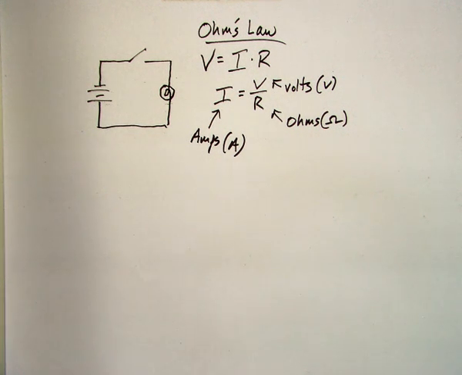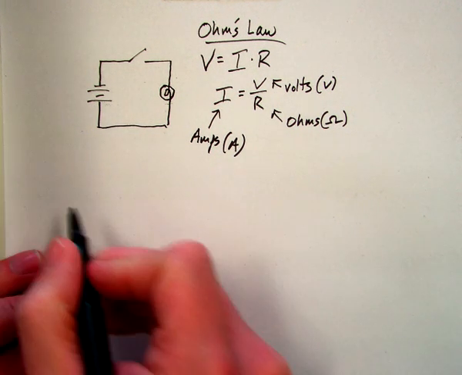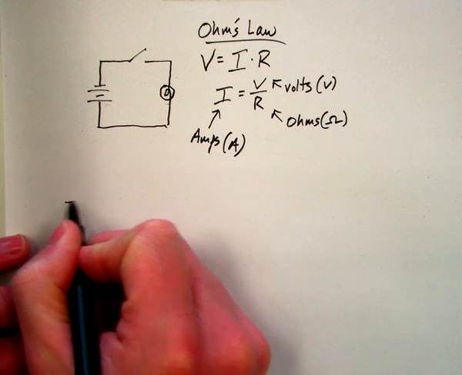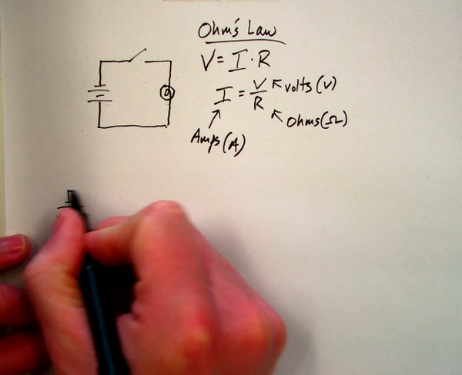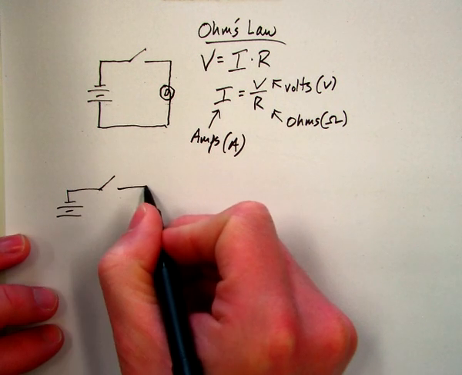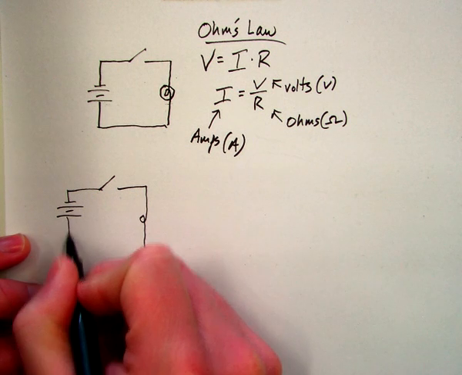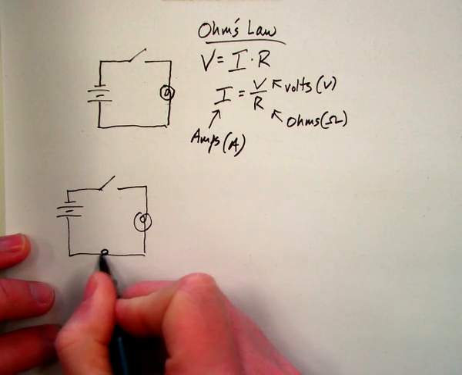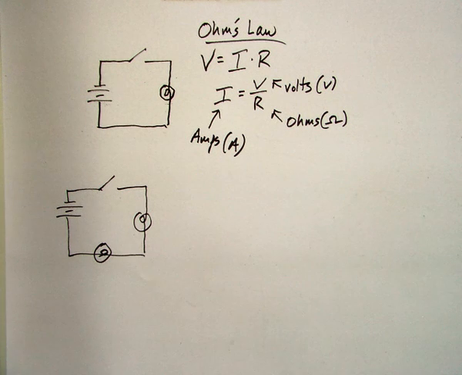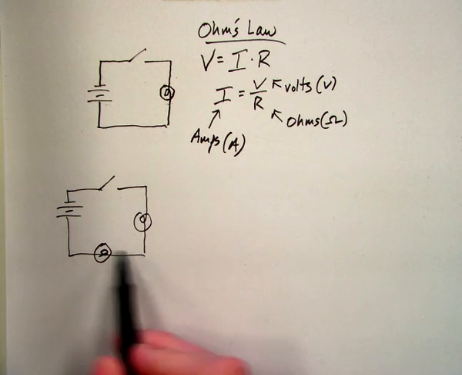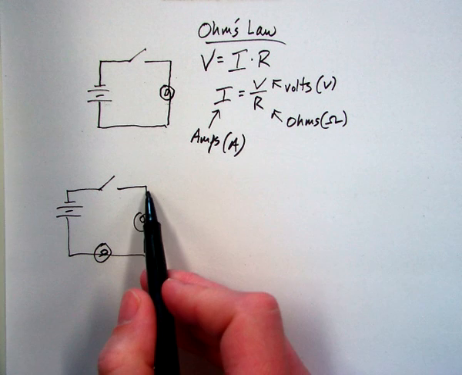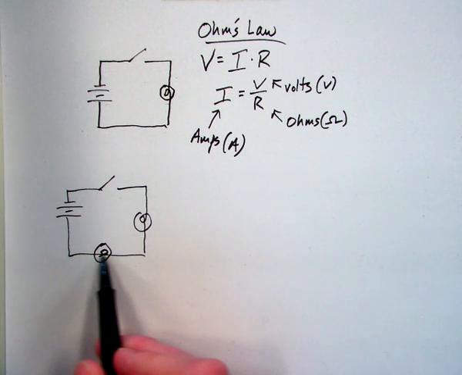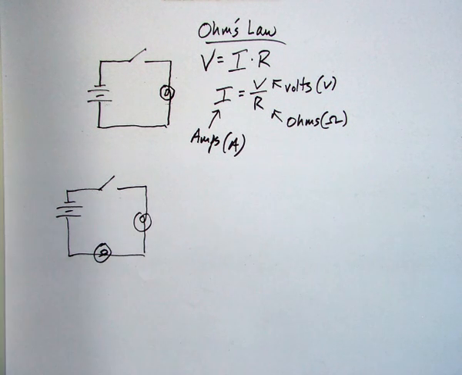Alright, there are other ways we can connect up things in a circuit. I can take that same battery, that same switch, and I'll put another light bulb right here. Now I have 2 lamps, and they share the same path. Every bit of current that passes by this lamp also passes by this lamp. This is called a series circuit.